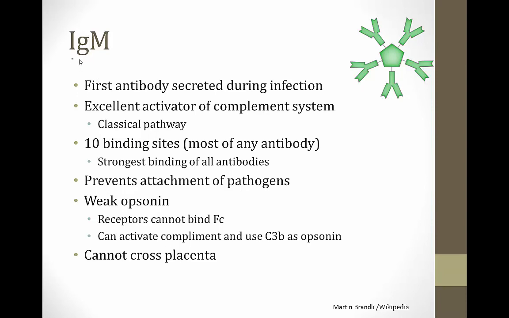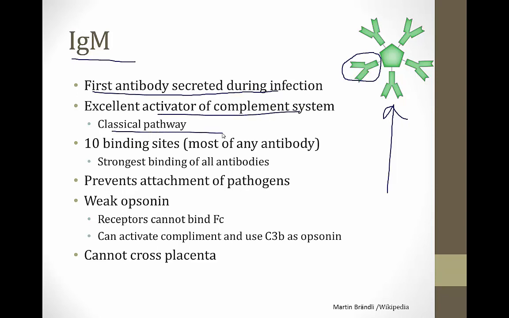So now let's talk about the individual classes of antibodies and what their relative strengths and weaknesses are. IgM is a pentamer. This is a picture of it right here. It's 5 B cell receptors all linked together. This is the first antibody secreted during infection, as I showed you before. And IgM is an excellent activator of the complement system via the classical pathway.